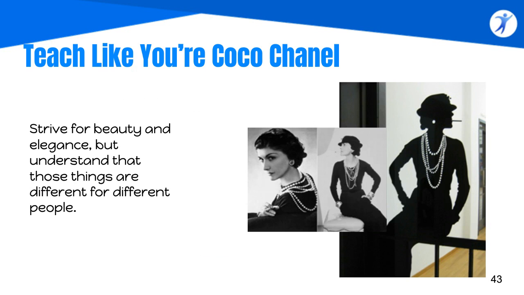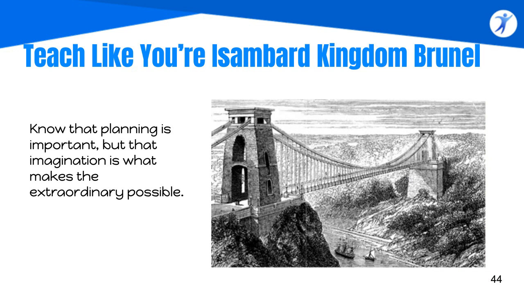Rule number 3, then, was to teach like you're Coco Chanel, to strive for beauty and elegance, but understand that those things are different for different people. Rule number 4 is to teach like you are Isambard Kingdom Brunel. And this rule says to know that planning is important, but that imagination is what really makes the extraordinary possible.